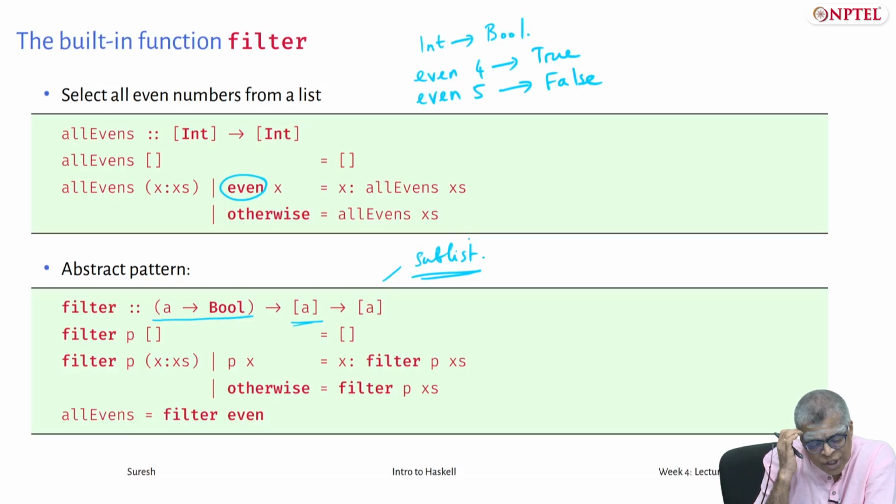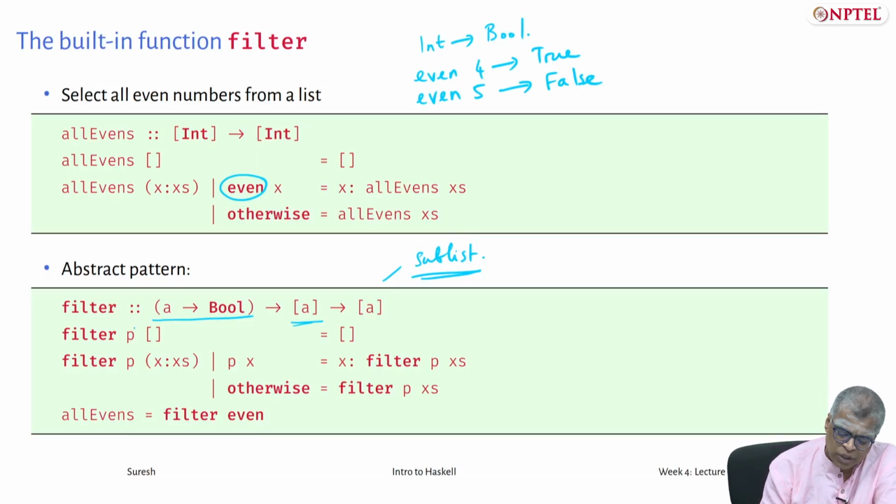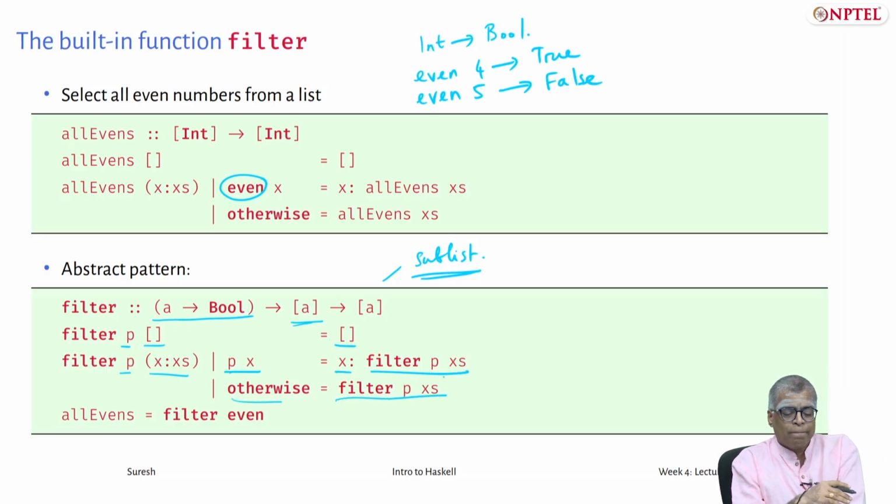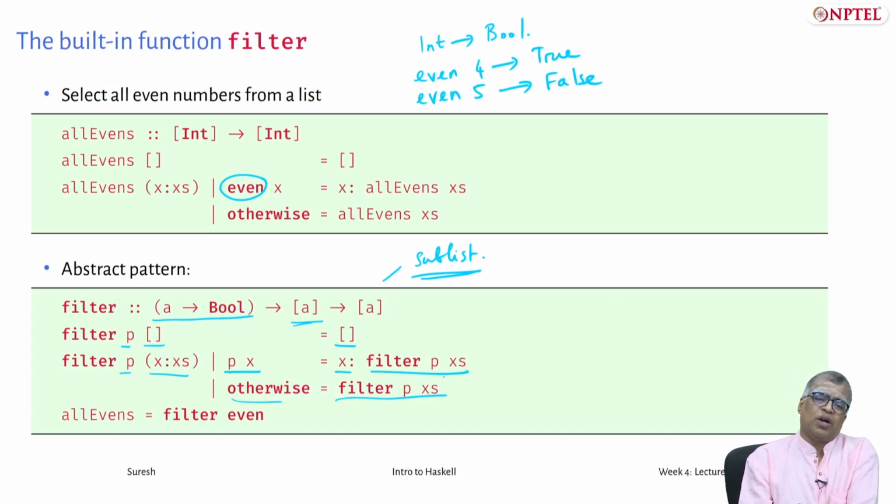So what would be the definition of filter itself? You just follow the all evens definition, and that's the general definition. Filter P on empty list is just empty list. Filter P on x colon xs: if P holds for x, or in other words, if P of x is equal to true, then x followed by filter P xs. Otherwise, you don't retain x, you just drop x and you just do filter P xs. Okay. So this is the point. Now you can say that all evens is nothing but filter even. Okay, filter based on the even predicate. Okay, that's what it means.